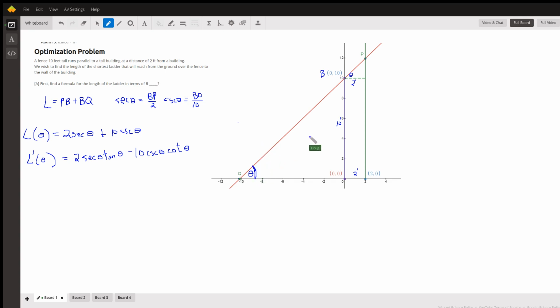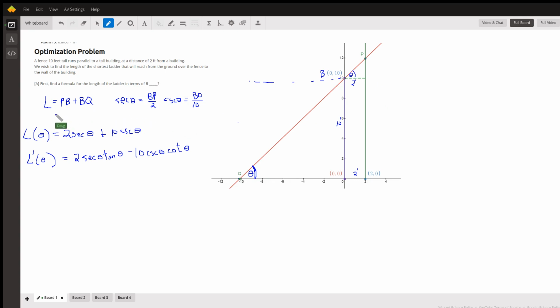And one thing to notice is that if you draw this dashed line right here, both of these angles will be angle theta, because we've got two parallel lines cut by the red transversal, and corresponding angles are congruent.